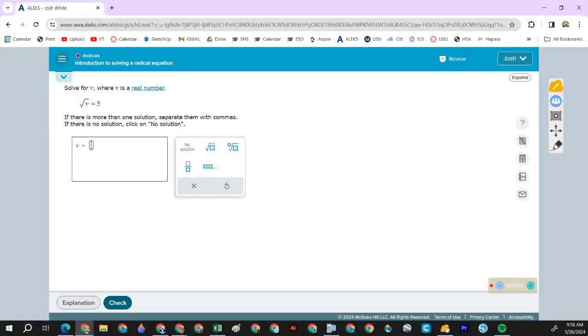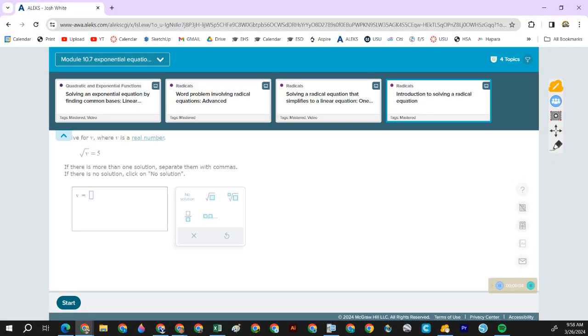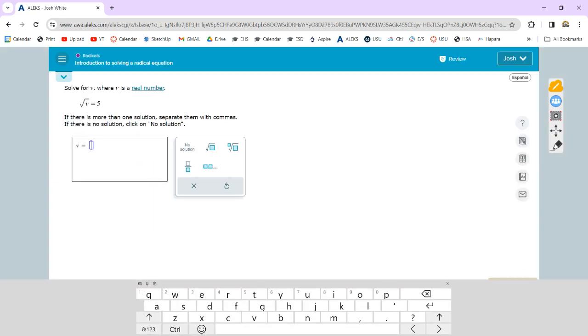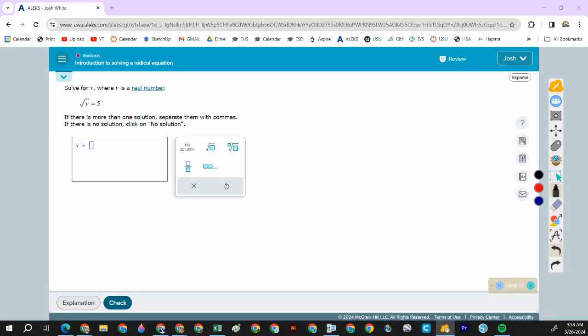Okay, we are moving on to 10.7. So here we have the square root of v equals 5. The way to solve this is to undo the square root by squaring. And I get the square root of v squared equals 25. But the square root of v times the square root of v is just v, so v equals 25.